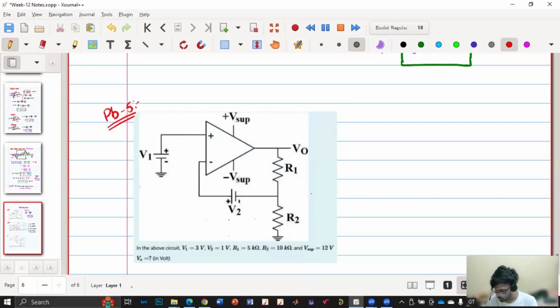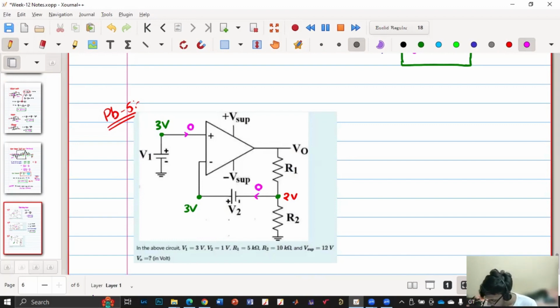So for any op-amp, first what you have to do is they are virtually short and current is 0. So V1 is how much? 3 volt, right? So this is 3 volt. And V2 is 1 volt. So this is 1 volt. V2 is 2 volt, so this is 2 volt. And current here is 0, and current also here is 0.